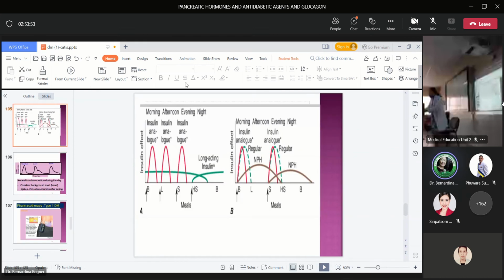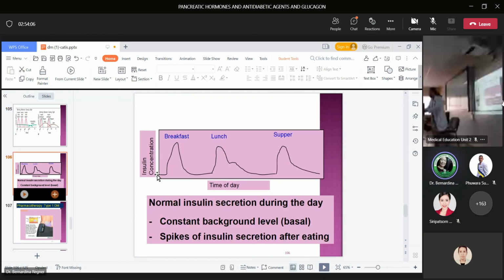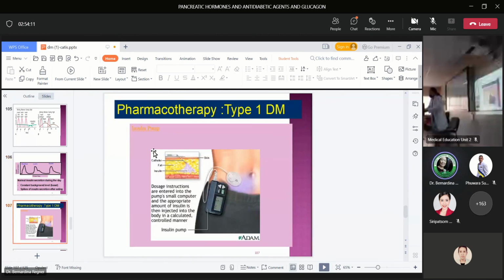This is now your more or less peaks of your glucose at breakfast, lunch, and dinner. So normal insulin secretion at breakfast, lunch, and supper. In type 1 diabetes, dosage instructions are entered into the pump, a small computer, and the appropriate amount of insulin is then injected into the body in a calculated, controlled manner. And this is termed your insulin pump. Be familiar with this, no? Insulin pump.